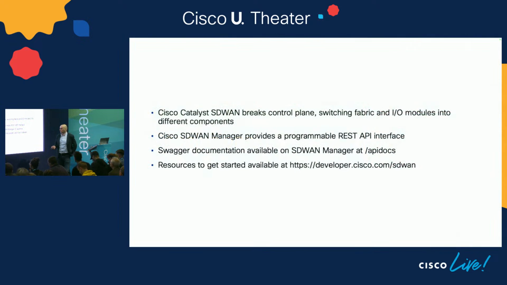Conclusions. Catalyst SD-WAN breaks control planes, switching fabric, and I/O modules into different components for scalability purposes and calling it SD-WAN. It provides a programmable REST API interface. The Swagger documentation is available on the manager itself at API docs, and resources to get you started are available here. And since we have a bit of time, I can actually go and show you the sandbox.